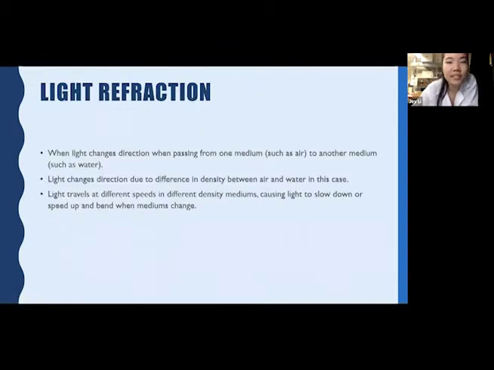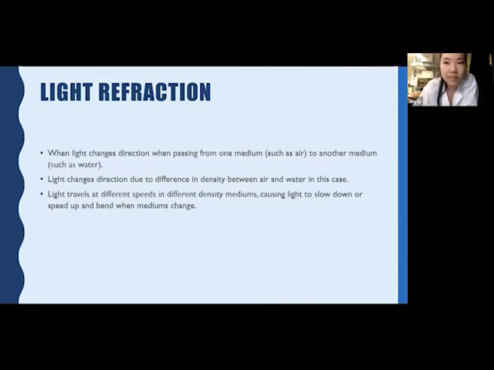This concept of refraction is very cool, and it's seen a lot in nature as well. Just to recap, refraction is when light bends or changes direction when it passes from one medium or substance, like air, to another medium or substance, like water. And why does it change direction? Well, it's because there's a difference in the density between air and water, because water is more dense than air.